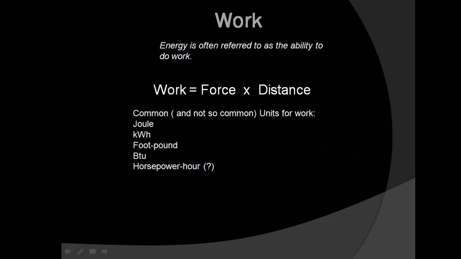Also, the kilowatt hour is a unit for work. In the IP or imperial system, units used for work can be quite confusing. For instance, there is the foot-pound, the BTU, and even the horsepower hour is an interesting unit for work.